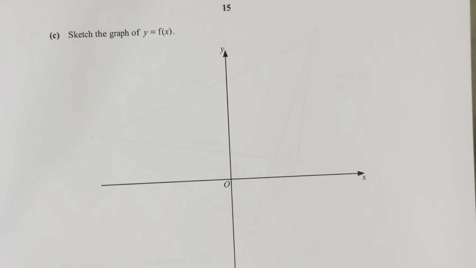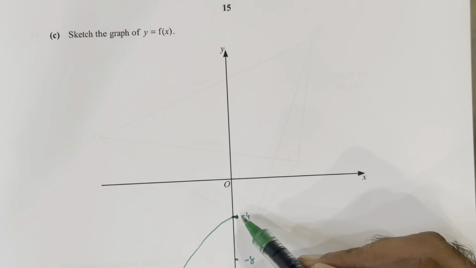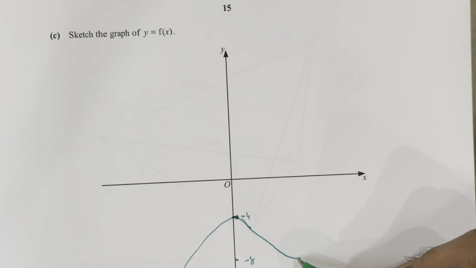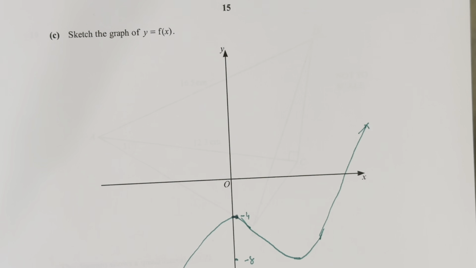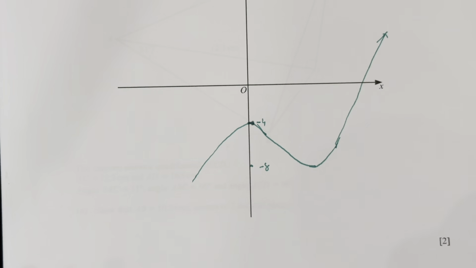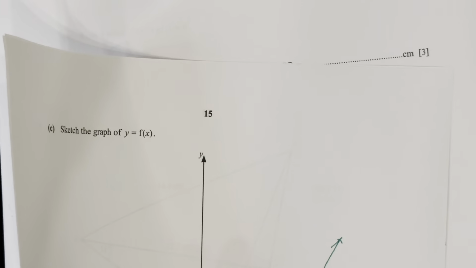Okay. Now for the part C, sketch the graph y is equal to f of x. So we need to sketch the graph y is equal to f of x for it. So we know that there are the 2 points, minus 4 over here, and over here would be minus 8. So our graph would be like that, and this would be our point, and this is how we will show our graph sketch. Okay, now moving to question number 10.